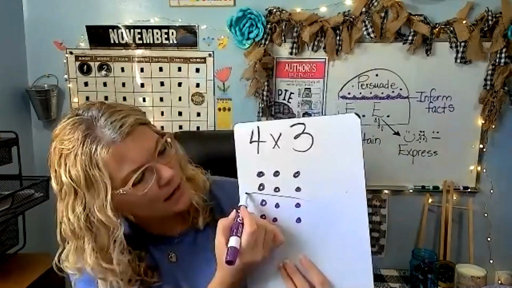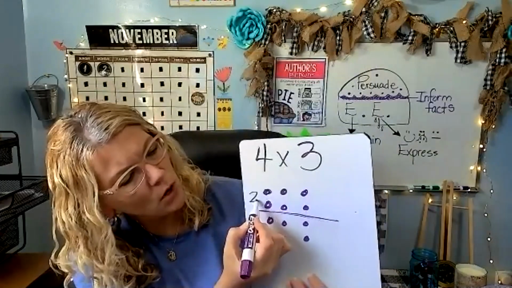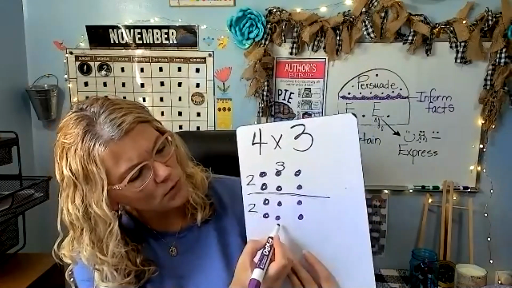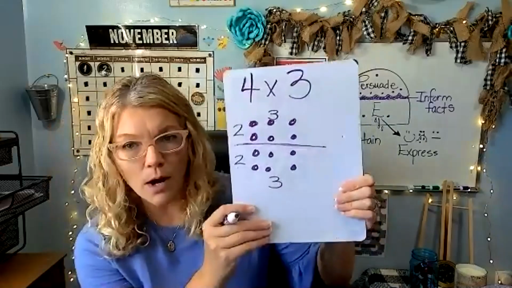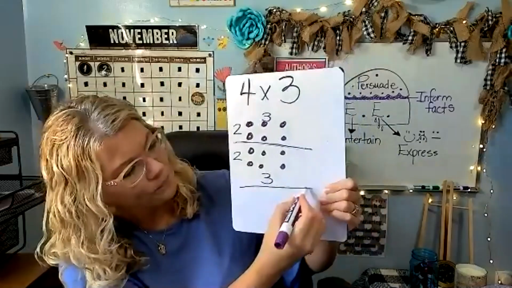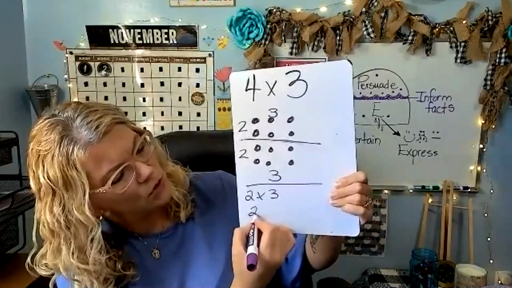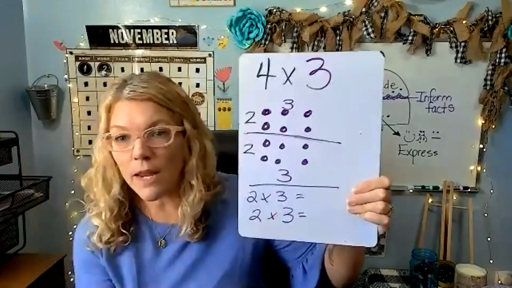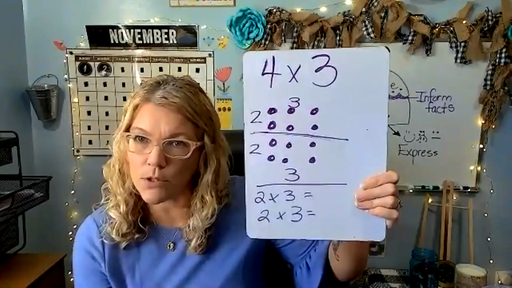Now what this says is I have 2 rows of 3. And again here, 2 rows of 3. So my 2 multiplication problems would be 2 times 3 and 2 times 3. Once I figure out those, I add them together to get my product for 4 times 3.